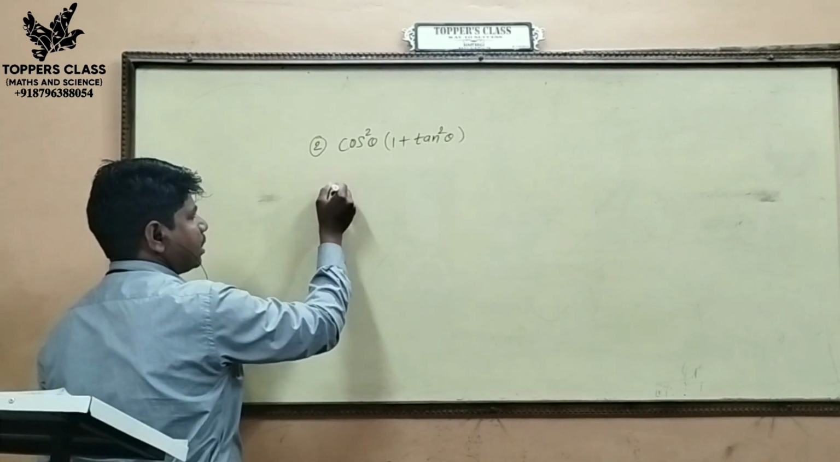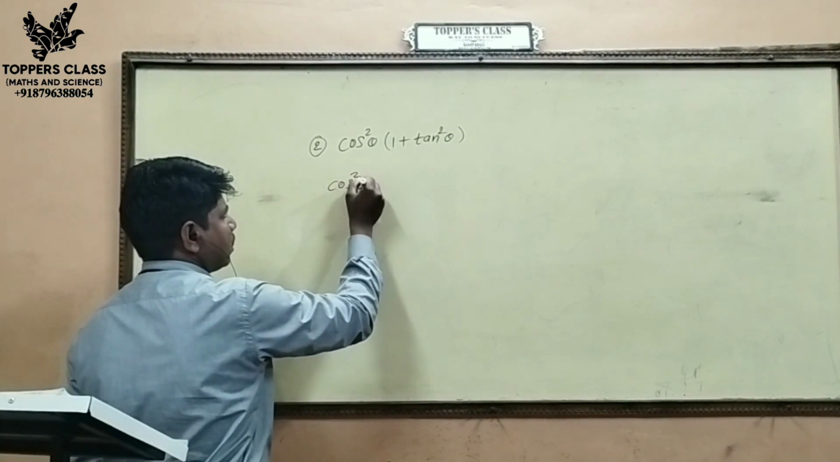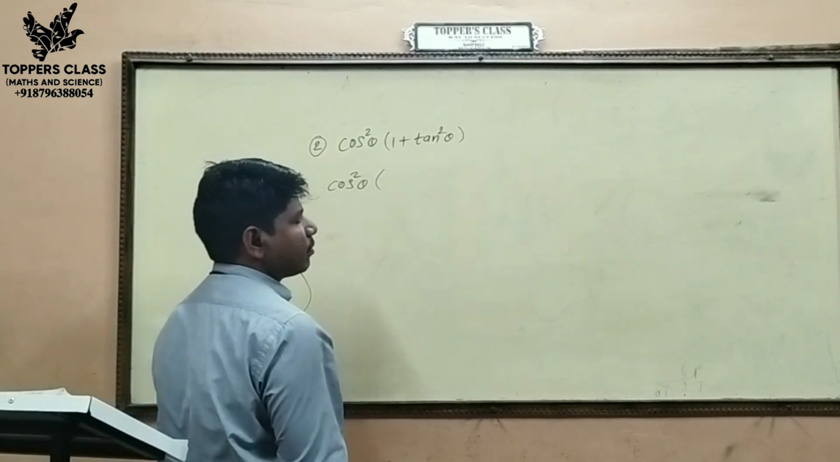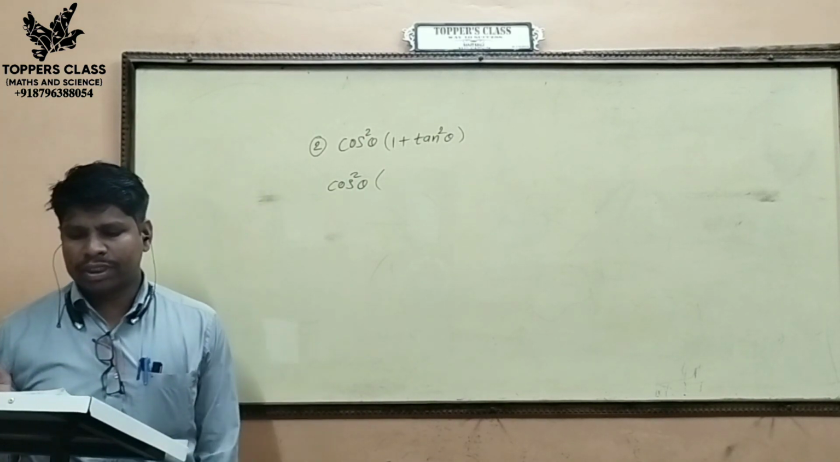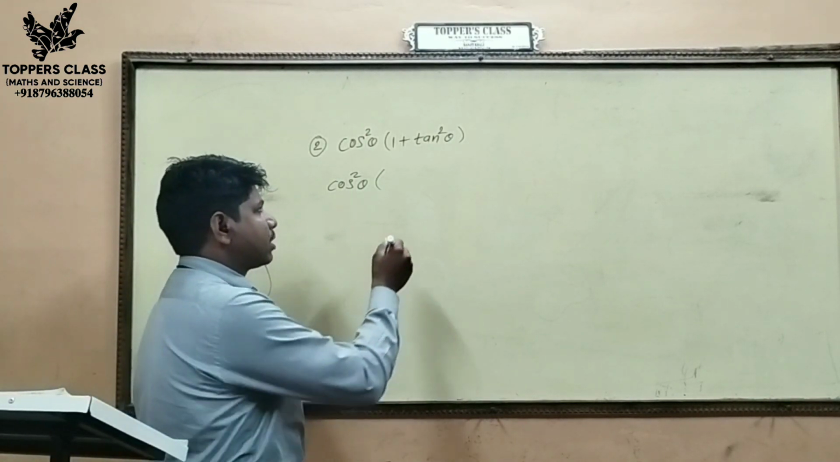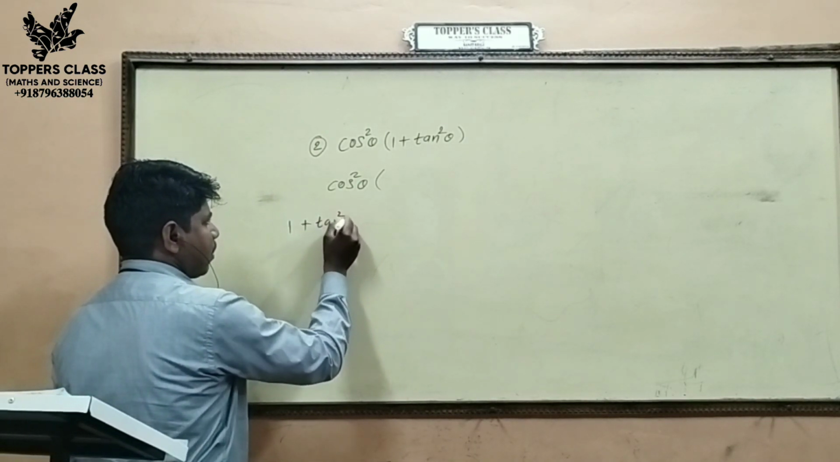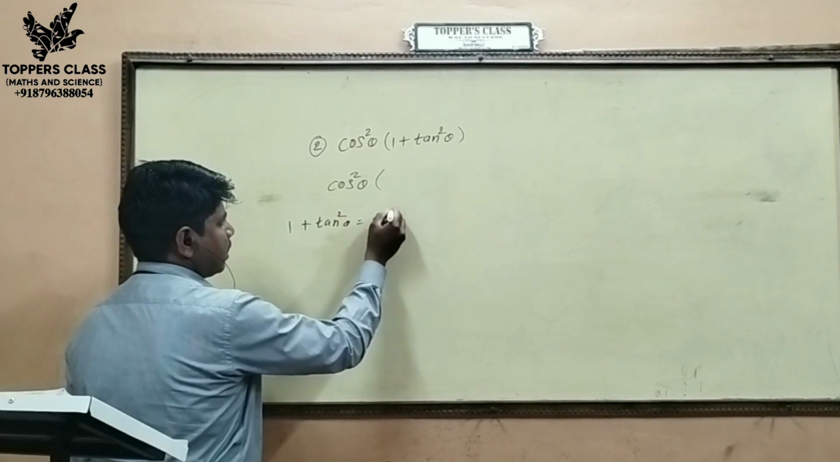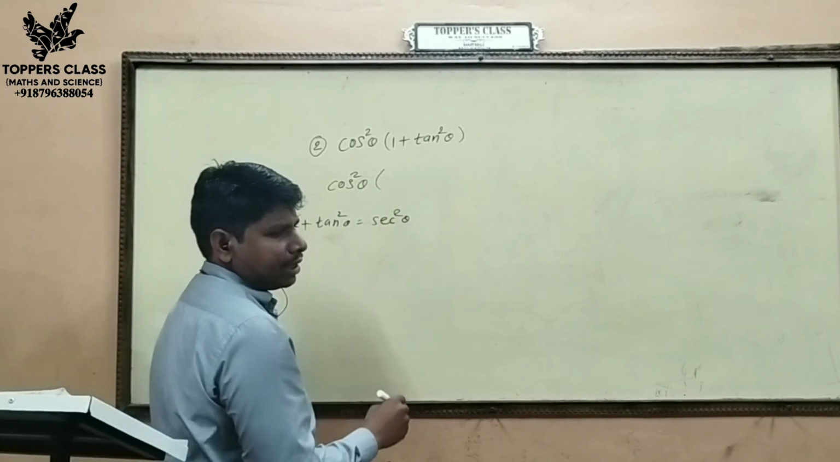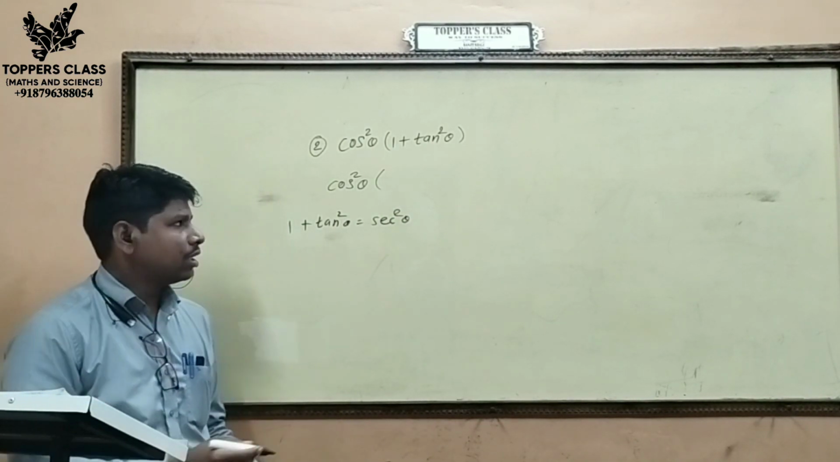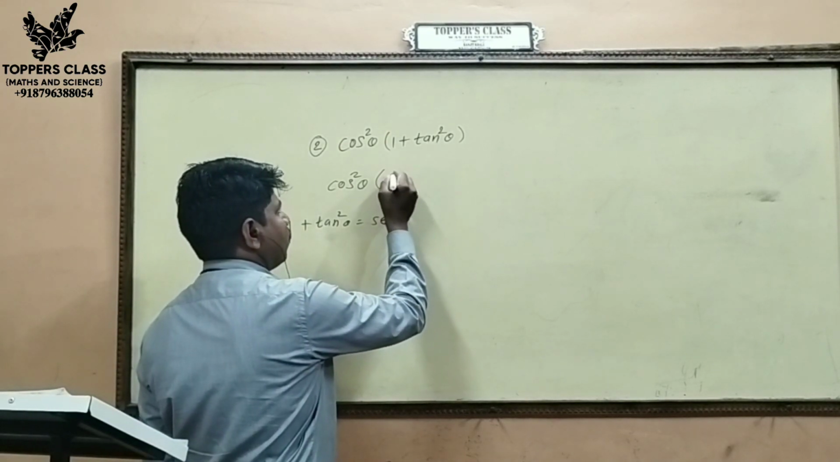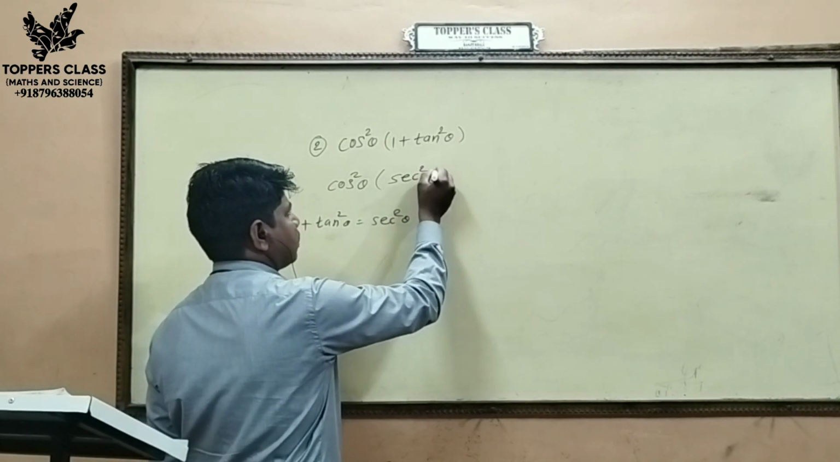Now we will write this cos square theta as it is. Here, what we get? 1 plus tan square theta. What is the identity? 1 plus tan square theta is equal to sec square theta. This is the identity we have to put here. Okay, we will put here sec square theta.